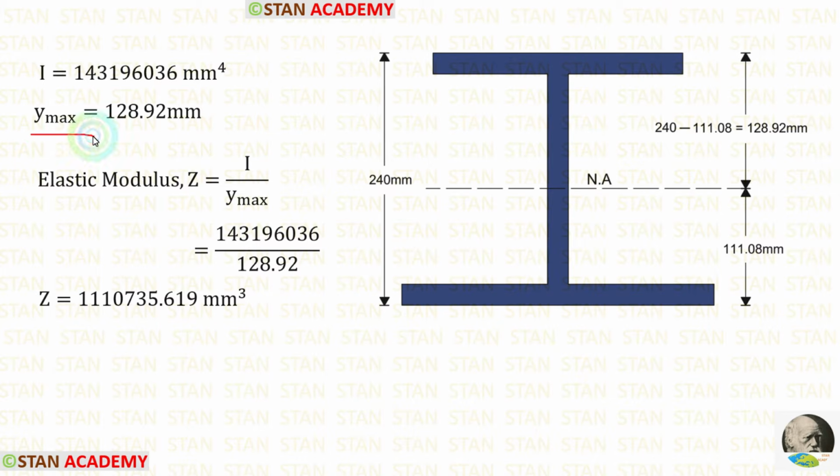Now let us find the y max. Below the neutral axis, we are having 111.08 mm. We have to calculate the distance above the neutral axis. So 240 minus 111.08, we will get 128.92 millimeter. We can compare both of these values. This value is higher than this value. For y max, we have to select the higher value. This is higher. So y max is equal to 128.92 mm.